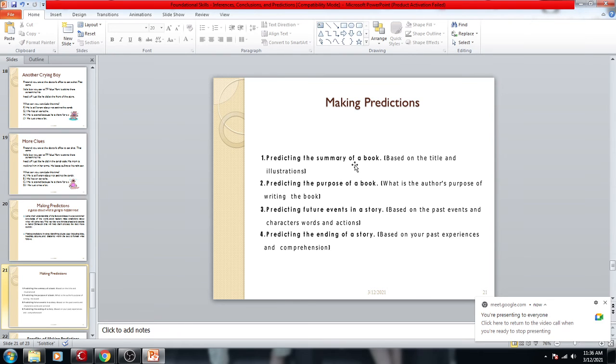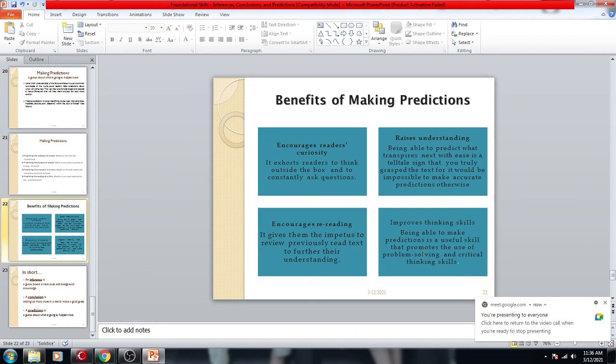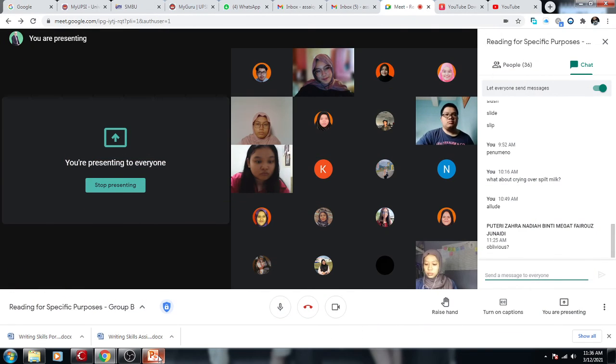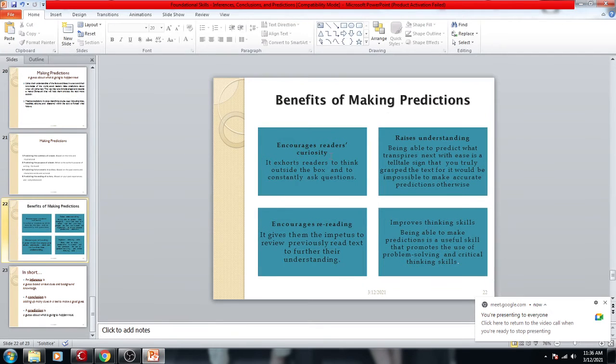Making predictions. These are areas where you may predict the summary of a book, predict the purpose of a book, predict future events in a story, predict the ending of a story, etc. Some benefits of making predictions: a prediction encourages readers' curiosity. Before you read, you try to arrive at the meaning, at the ending, at the next. So it encourages curiosity by exhorting the reader to think outside the box and to constantly ask questions.